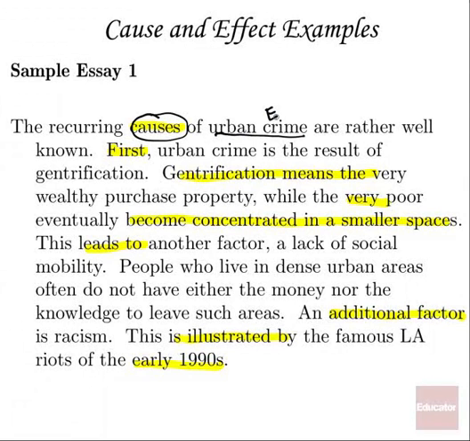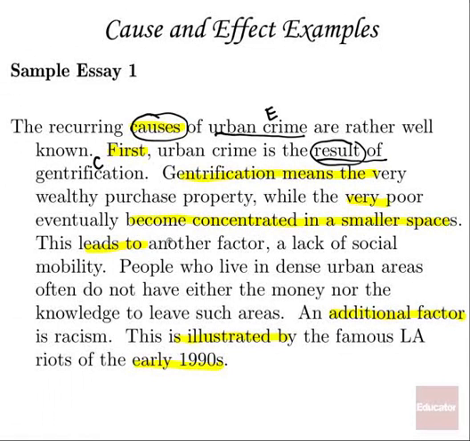There it is, right there, urban crime. So let's put C over some of the factors, since we know factors are causes. First, urban crime is a result of gentrification. I'm going to put C over that because I know that's one cause. Notice, result of indicates a cause.